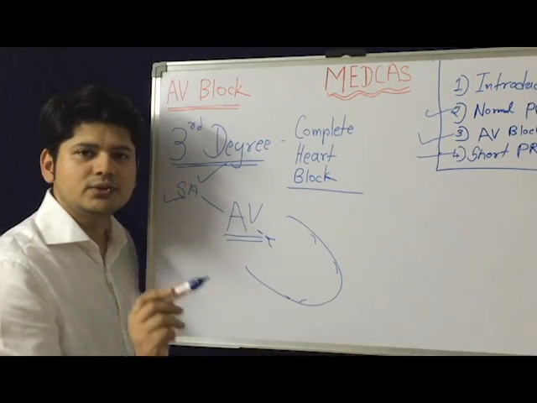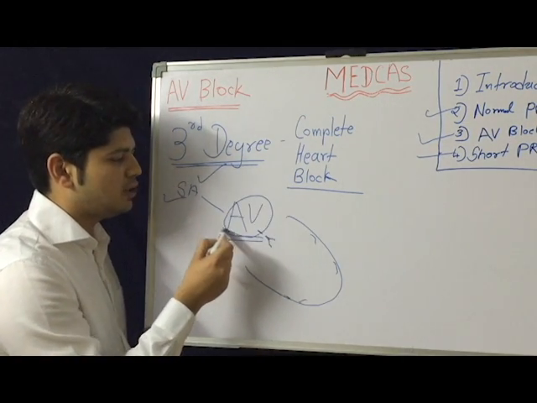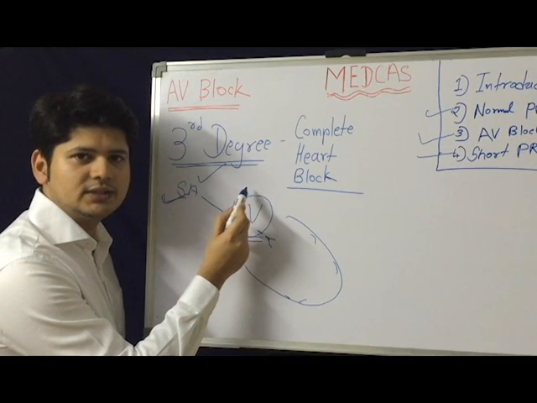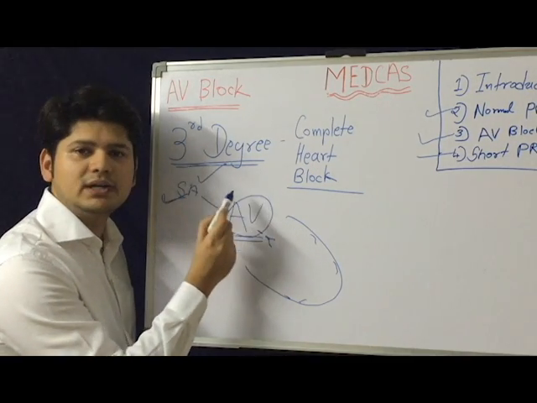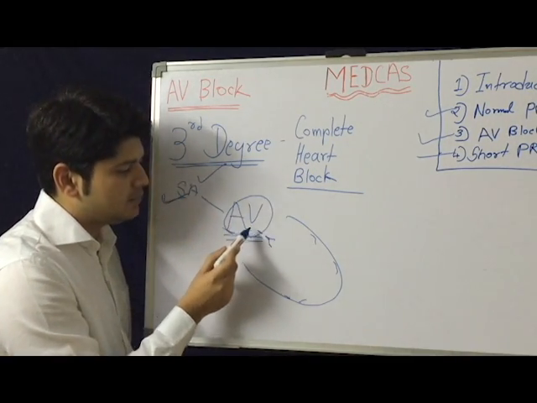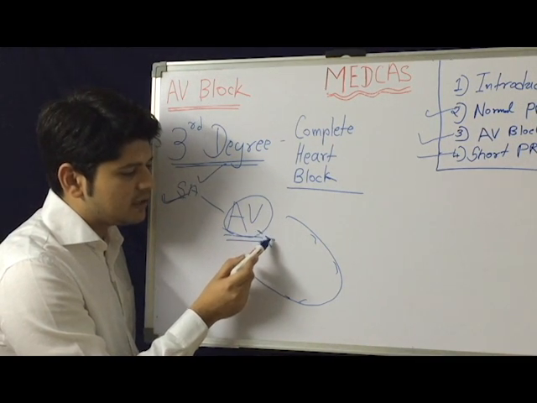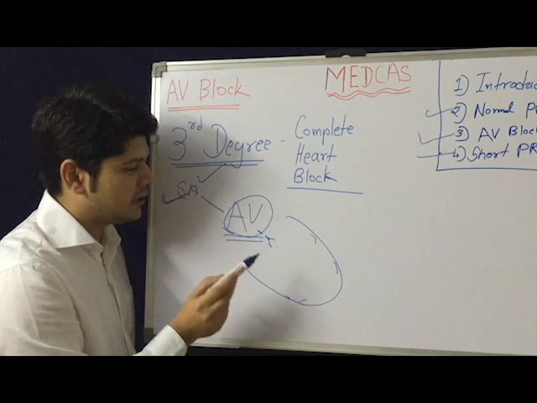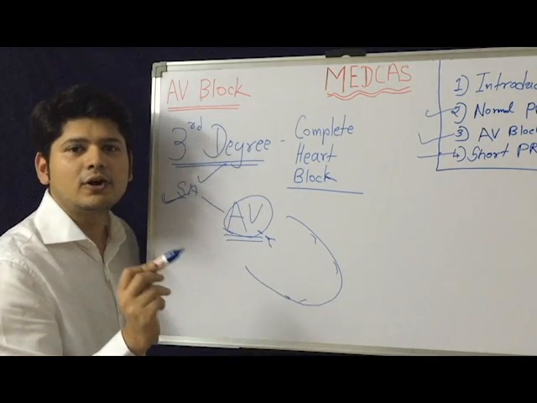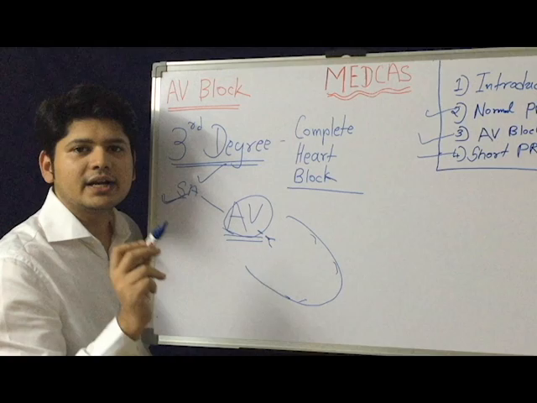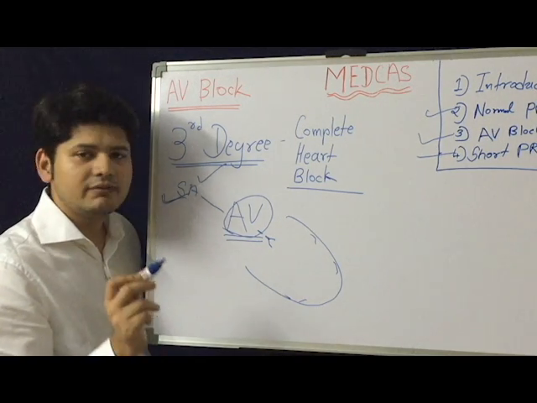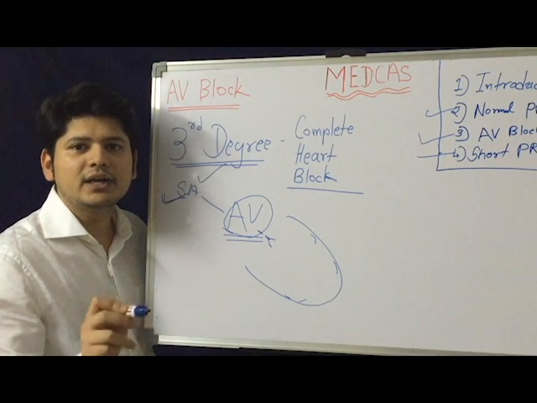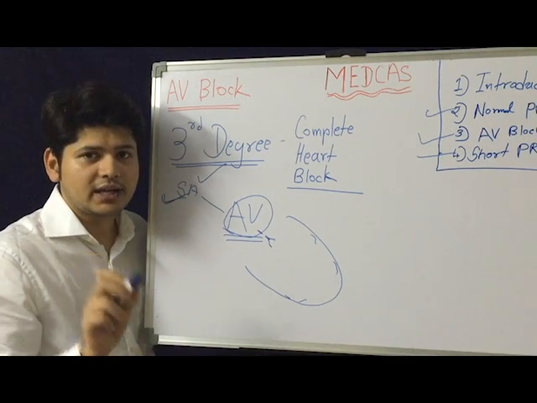So what we understood here is when AV is completely blocked, SA will work independently for the atria contraction, while below the AV some fiber or some pacemaker will take over for the ventricle contraction. Both the pacemakers are not related to each other, they are independent. So the atria and ventricle are contracting independently but regularly.